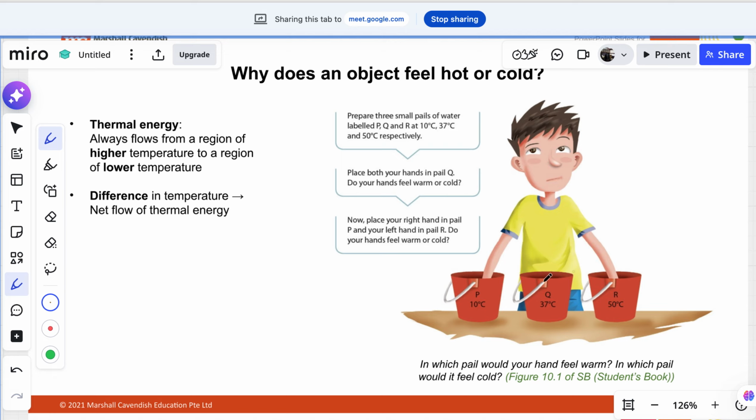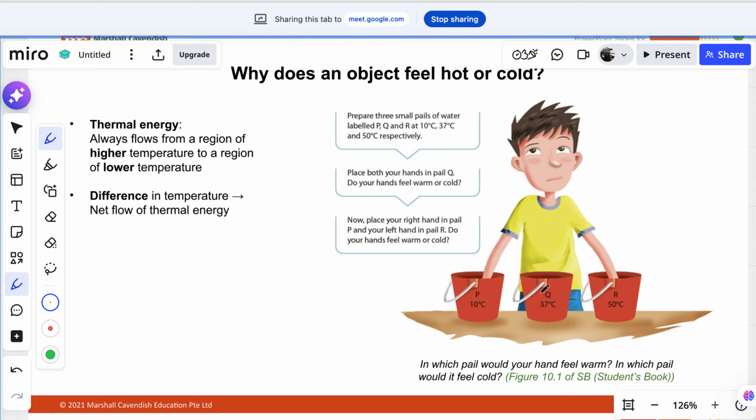We put our left hand and right hand in this 37 degrees water. Do we feel warm or cold? No, we don't feel warm or cold when we put both hands here. Why? Because the temperature of this bucket of water is almost similar to the temperature of our body. So the heat is at equilibrium. There is no thermal flow, no heat transfer from the body to the bucket of water, or from the bucket of water to the body. So we are at equilibrium, and that's why we don't feel hot or cold.